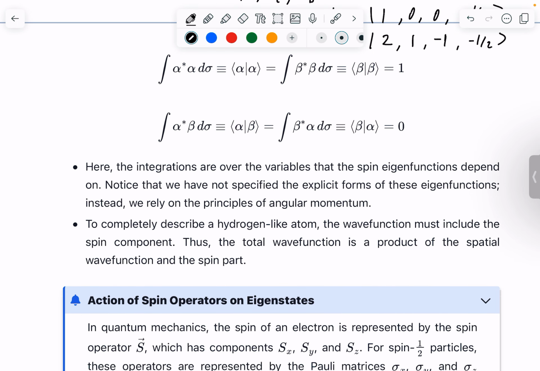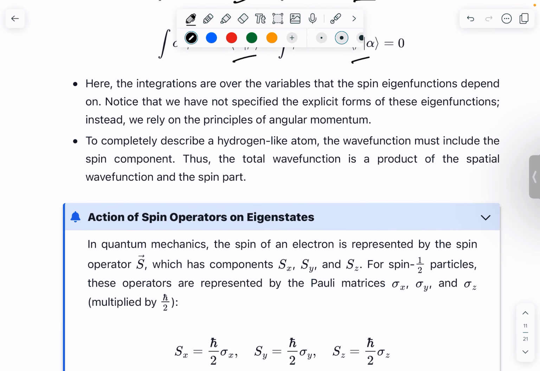A similar type of relationship between eigenfunctions applies for spin eigenfunctions. They're orthogonal and normalized: the dot product of alpha with alpha, and beta with beta, should give you 1, and alpha with beta, or beta with alpha, should give you 0. This will be really important once we write down multi-electron wave functions and try to describe the energies in multi-electron atoms. This orthogonality is going to simplify a huge number of expressions.